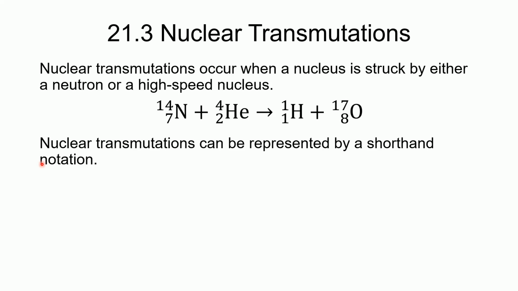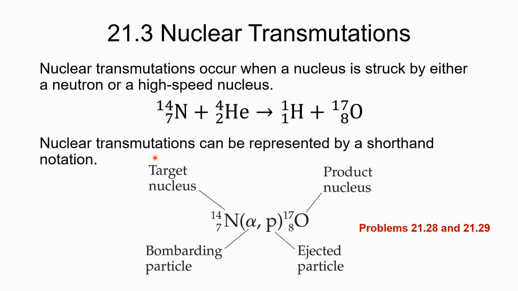So we'll find that nuclear transmutations, we can represent them using a shorthand designation. And the shorthand designation uses whatever our target nucleus is, whatever it is we're trying to start with. Our bombarding particle is right here. The comma is pretty much where the arrow would be. So the comma separates the reactants from the products. Here our ejected particle is a proton, so that's the hydrogen nucleus. And then our product nucleus is whatever is over here.